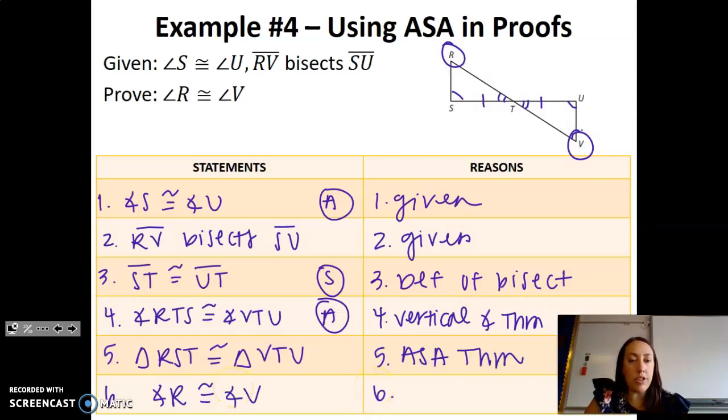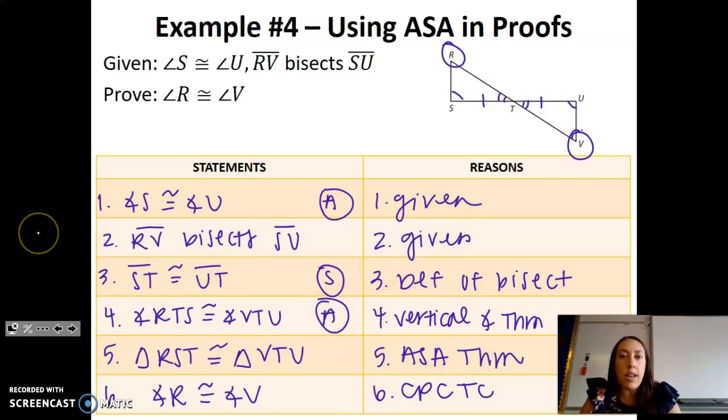Using that reason that we learned back in lesson 3.3, CPCFC, corresponding parts of congruent figures are congruent. So I'm just going to change the F to a T, CPCTC. T stands for triangle. Corresponding parts of congruent triangles are congruent. Since I said my triangles were congruent in step 5, in step 6 I can say any of their parts are congruent using CPCTC. All right, now you guys have the 5.2 homework on HMH, so let me know if you guys have any questions.